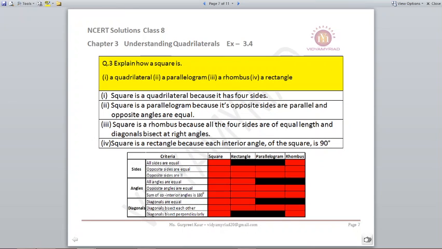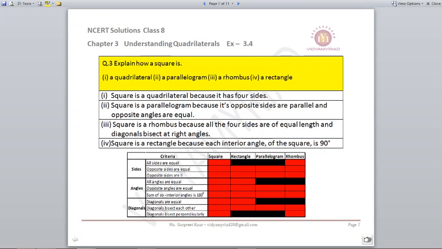Question number 3. Explain how a square is a quadrilateral. Now what is a quadrilateral? A quadrilateral is made up of 4 sides. A square is also a shape which is made up of 4 sides. So it is a quadrilateral. Now, square is a parallelogram.